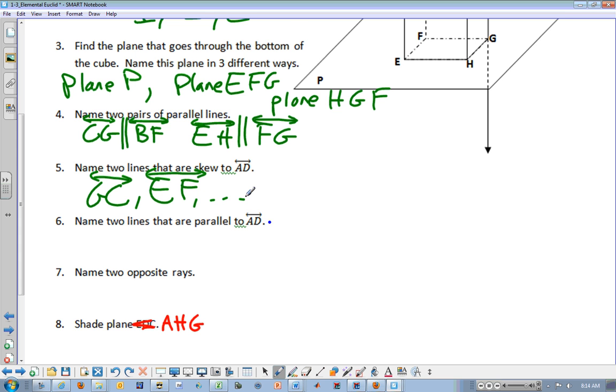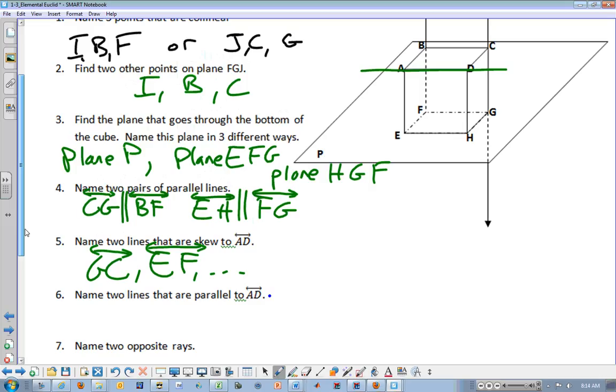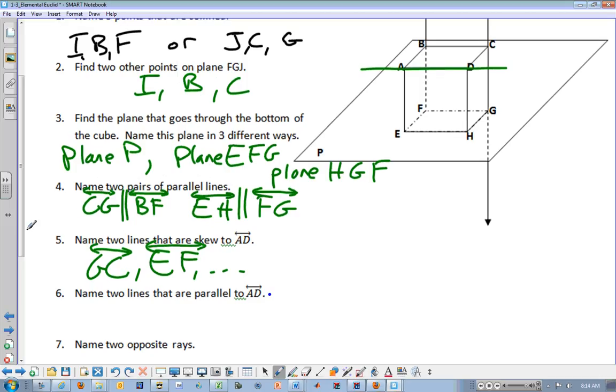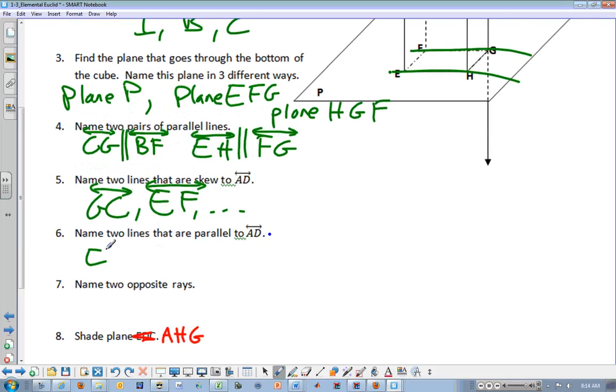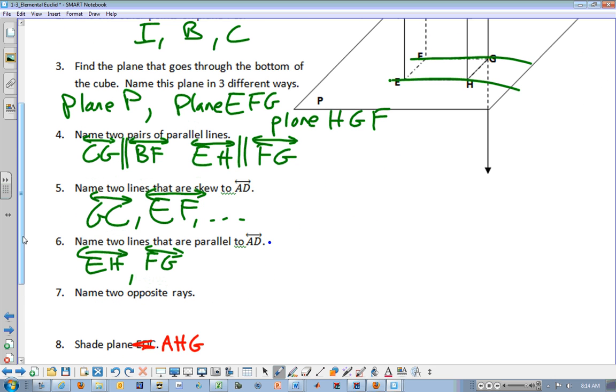Now, name 2 lines that are parallel to AD. Well, we got lots. We've got BC. Okay, there's AD. BC is parallel to FG and EH. Okay, any of those. All right. EH. You only needed 2. FG. And that, whatever that other one was. BC. Okay. All right.